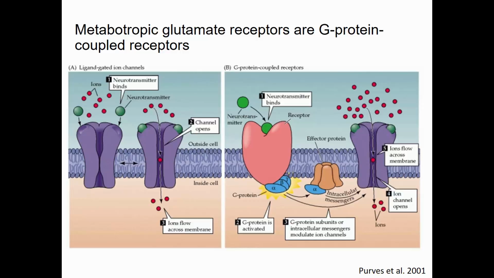Metabotropic glutamate receptors are G-protein coupled receptors. Very broadly, there's two types of receptors. There's these ionotropic receptors on the left. They bind neurotransmitter, and then they are permeable to some ion. However, these G-protein coupled receptors bind neurotransmitter just the same, but they aren't permeable to ions. Rather, they're coupled to these intracellular signaling cascades that can then regulate ion channels.